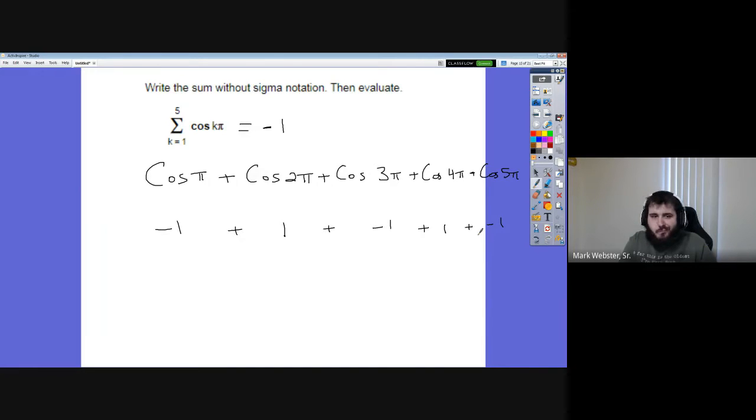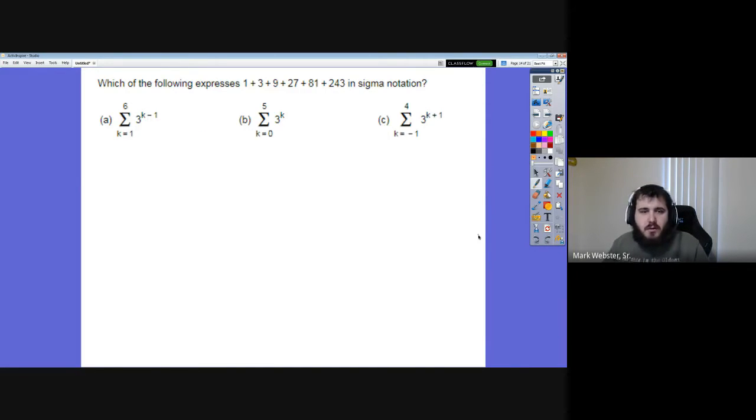All right. So now we're going to go the opposite way. Well, I want to take 1 plus 3 plus 9 plus 27 plus 81 plus 243, and I want to write it in this summation sigma notation. By the way, this symbol is a Greek letter sigma, which is the Greek letter S, right? So what's going to help us to sort of see which one of these is right is let's actually break them down. Let's look at them.